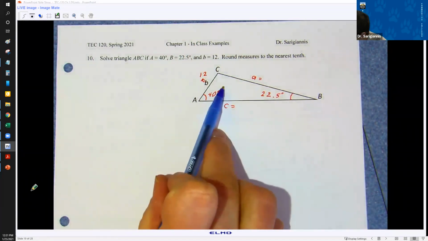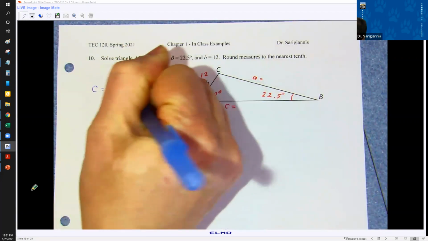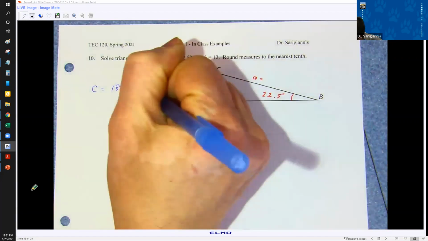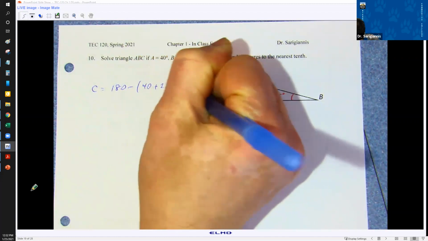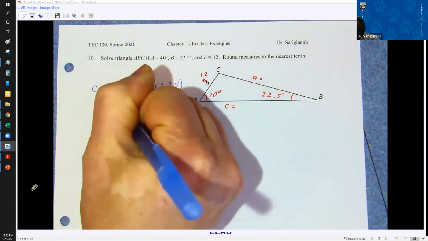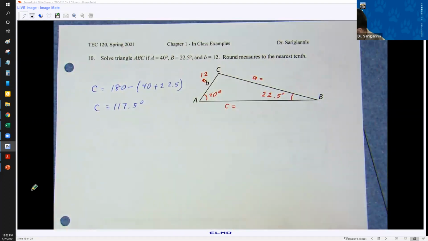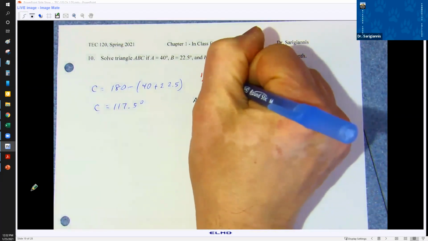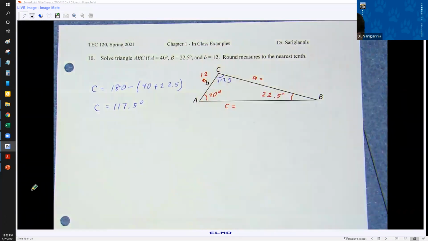Oh, we need to find the angle C. So C is just going to be 180 minus 40 plus 22.5 degrees, right? This is the internal angle. So C is going to be 117.5 degrees. Maybe I'll use blue for the answers that we know. 117.5 degrees.